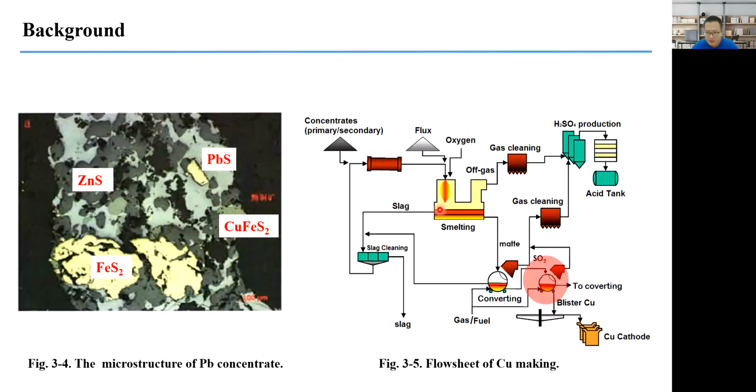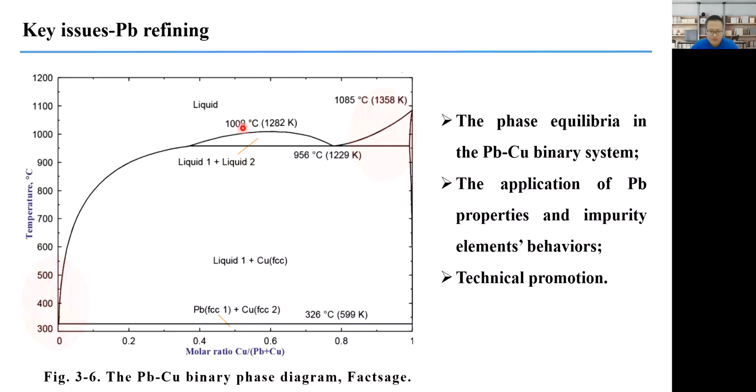In the smelting and converting stage, some percent of arsenic can be removed. But in the fire refining stage of blister copper, arsenic cannot be well removed. Less than 1% of arsenic can be removed in the fire refining stage. So we are using this binary system of copper and lead. The first one is here and the second one is here.